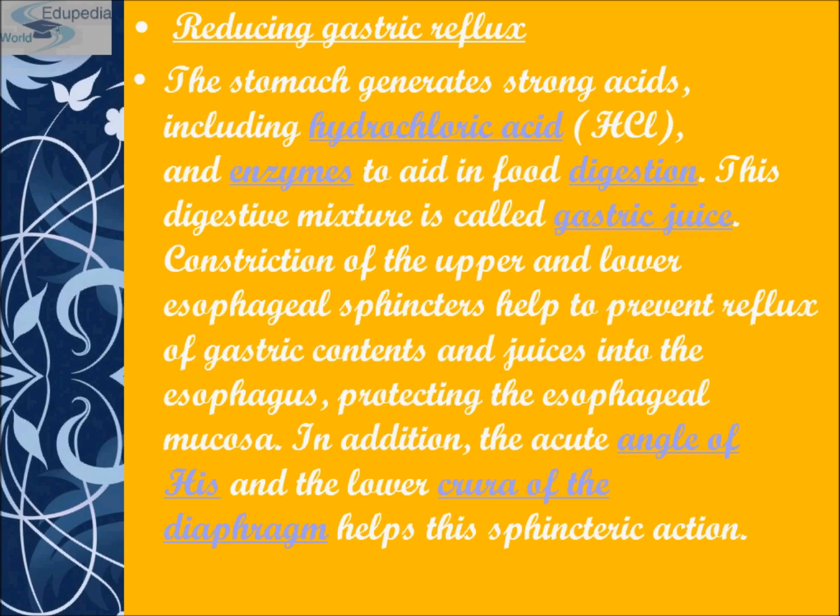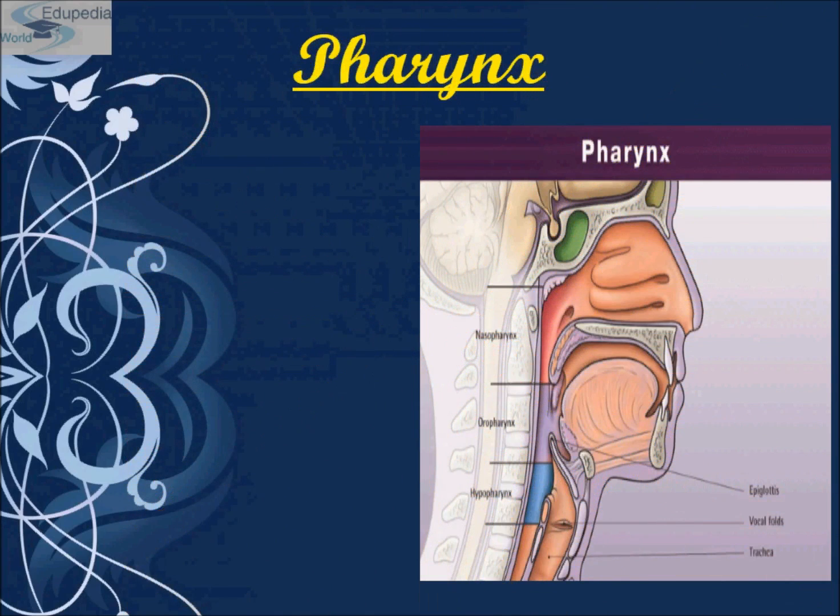Constriction of the upper and the lower esophageal sphincters helps to prevent reflux of gastric contents and juices into the esophagus, and thus it protects the esophageal mucosa, which is the lining of the esophagus. In addition, the acute angle of His and the lower crura of the diaphragm help this sphincter action. Okay? Now comes the pharynx.